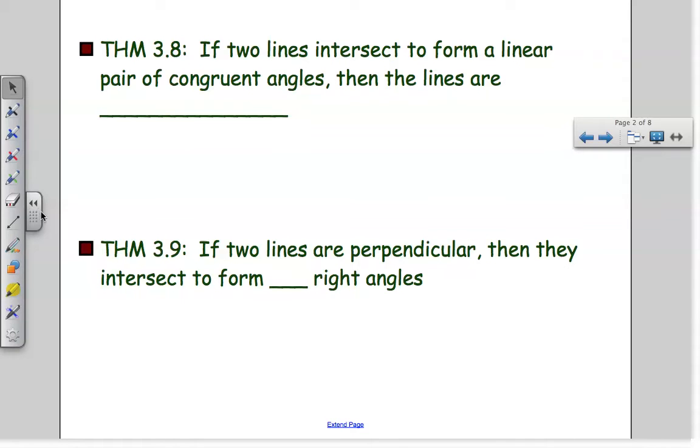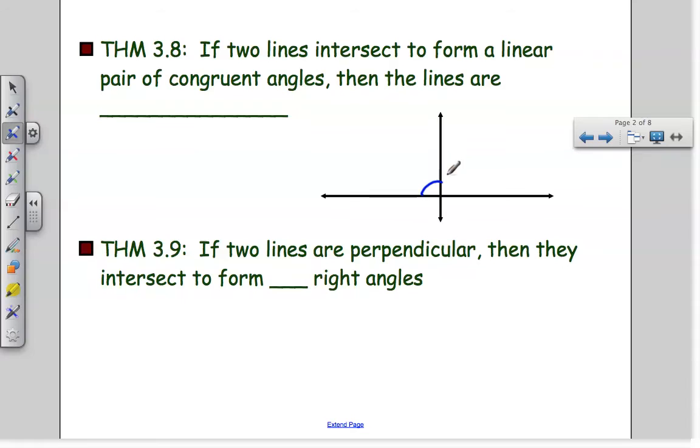Alright, let's draw a picture. Two lines are intersecting. They form a linear pair. Remember, a linear pair is a pair of angles on a line. So they form a pair of angles on a line. So I'll put my line. Okay, two lines are intersecting. So I have another line intersecting it. And it's forming this linear pair, pair of angles on a line, of congruent angles.